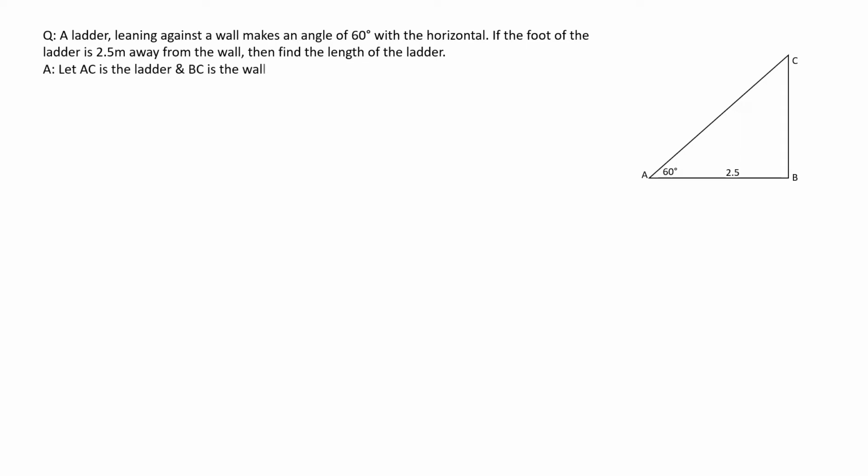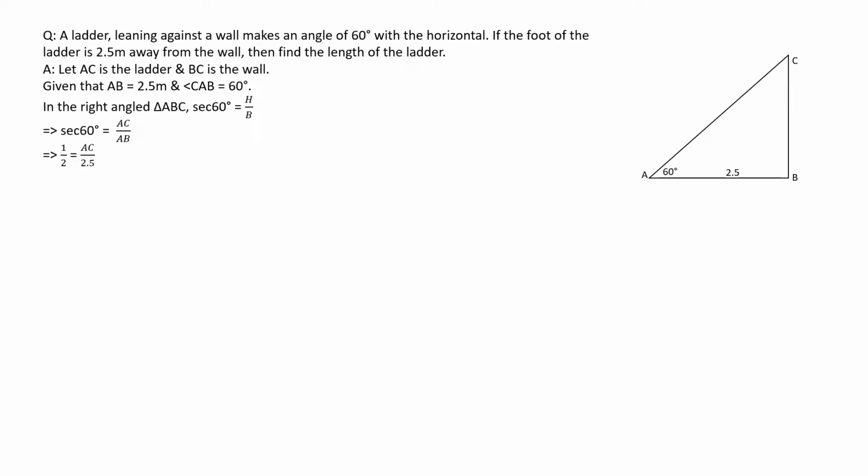So from the picture it is clear that AC is the ladder and BC is the wall. Given that AB equals 2.5, that means the distance of the foot of the ladder from the wall, AB, is 2.5 meters and angle CAB equals 60 degrees. So in right angle triangle ABC, sec of 60 degrees is h by b, or it is nothing but AC by AB, because here AC is the hypotenuse and the base is AB.